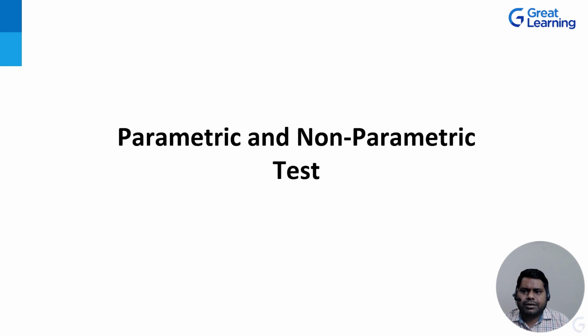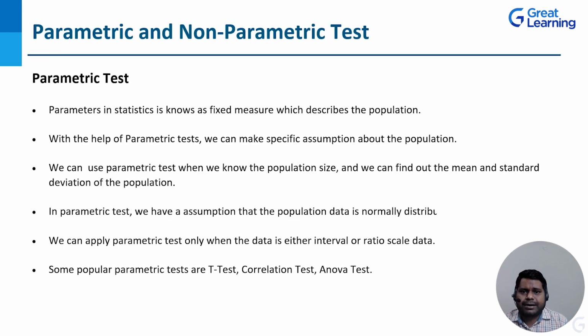Now let's move on to our next topic, which is parametric and non-parametric tests. Now we have a fair bit of understanding about what a statistical test is. Now we will see how we can classify statistical tests into parametric and non-parametric. Before we discuss what parametric and non-parametric tests are, let's try and understand what a parameter is. A parameter in statistics is nothing but a fixed measure with the help of which we can describe the population.